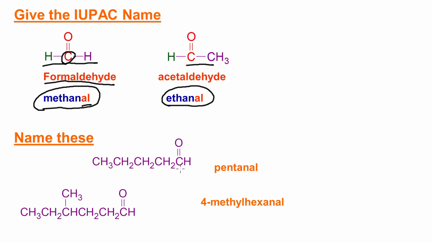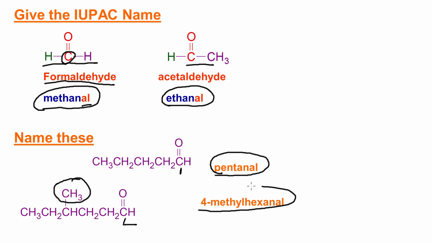So let's go ahead and name this one here. We start with this. This is carbon number 1. The carbonyl carbon is carbon number 1. So we have 1, 2, 3, 4, 5. That's a pentane, and we name it as pentanal. This one here, again, the carbonyl carbon is always carbon 1. So we have 1, 2, 3, 4, 5, 6. That's a hexanal, and we have a methyl group on carbon number 4. So that is 4-methyl hexanal.